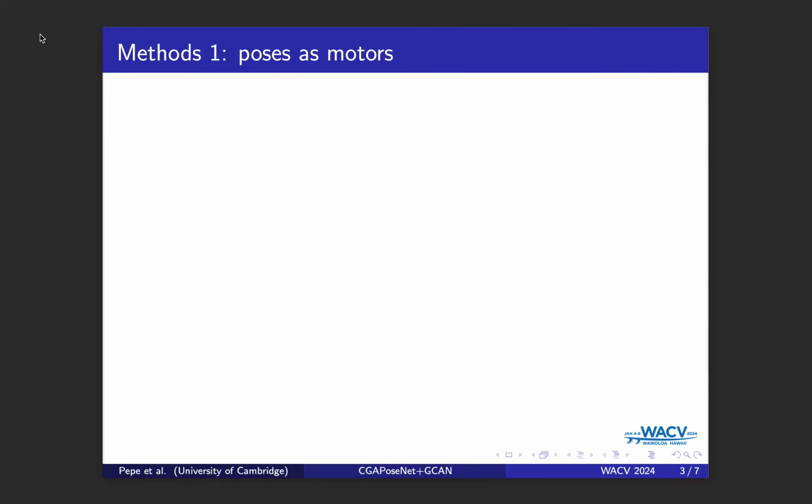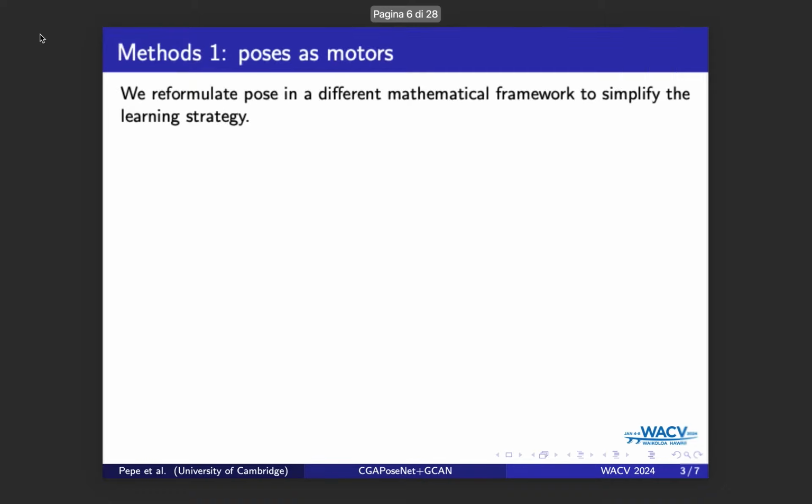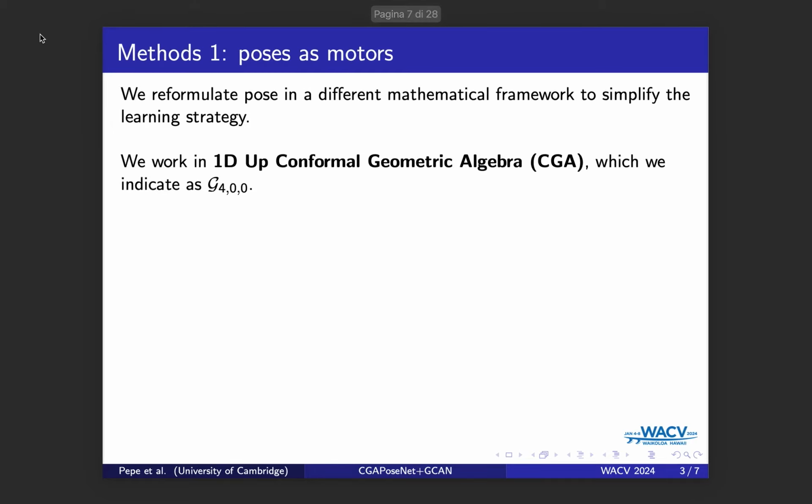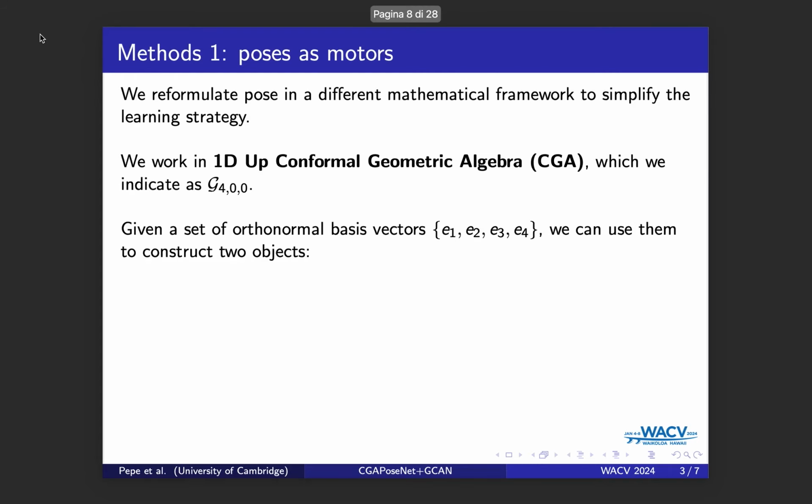Now, there's two key elements in our approach, and the first one is the way in which we represented poses. Now, we wish to work in a different mathematical space, in a different framework, in a way that we can overcome the duality between rotations and translations. Specifically, we work in the 1D up conformal geometric algebra, 1D up CGA in short, which we indicate as G4,0. Now, this simply means that we're working in a 4-dimensional space that is spanned by 4 orthonormal basis vectors, e1, e2, e3, e4, that all square to plus 1. Now, this is the starting point to construct two objects to represent rotations and translations.